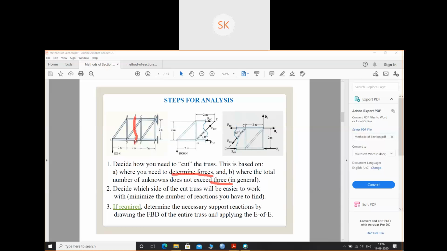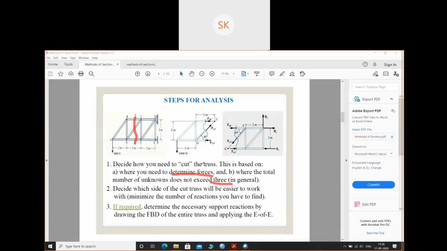But if you do the method of joints, you have to start with each point, then come to this point, and only then will you get it. Determine which side of the truss. If required, determine the necessary support reactions by drawing the free body of the entire truss and applying the equations of equilibrium. Sometimes you might not need to find them, but in most questions you need to. So how to find them? The same procedure we used in the method of joints.